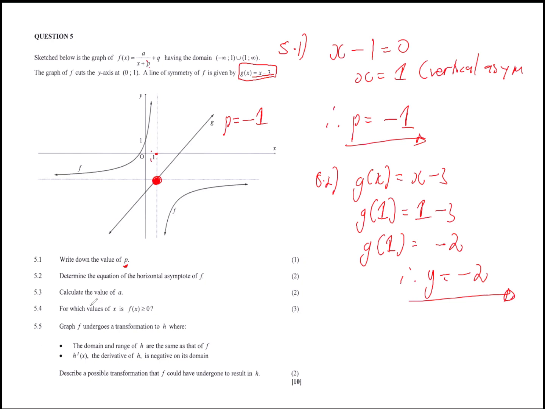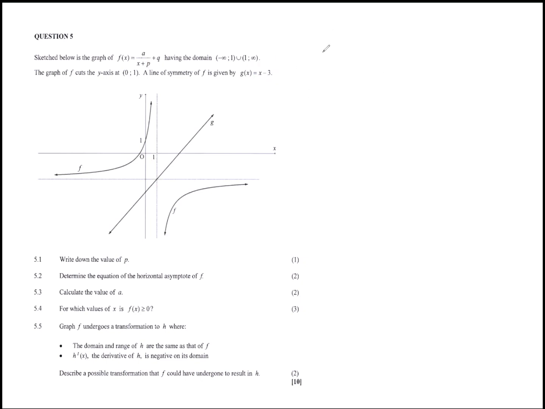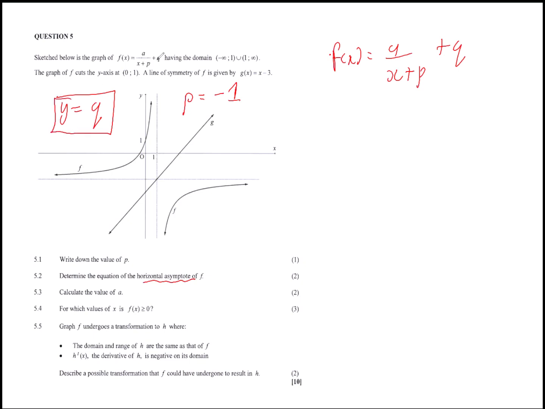Then we have 5.3. It says calculate the value of a. Now we can see that f of x equals a over x plus p, and then plus q. We did calculate the value of p, it was negative 1. We calculated the horizontal asymptote, which is exactly the same as the value of q here. What we got for the horizontal asymptote was negative 2. So that means our q should be negative 2 as well.